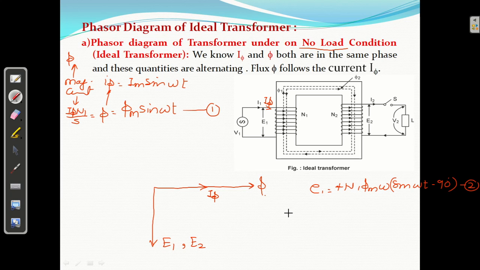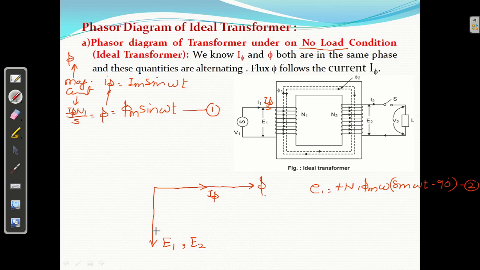Abhi ye capital letter likhenge ki small letter? Capital. Kyon? Whenever you are going to draw the vector diagram, we have to take the RMS quantities. But angle minus 90 degree se lag kar raha hai. So we have already discussed in basic electrical engineering, when we draw the vector diagram, we have to take the RMS quantities. So E1 and E2 will be lagging to I phi.